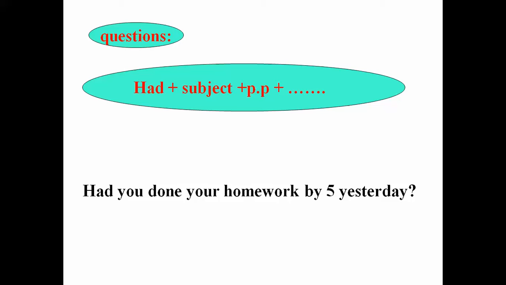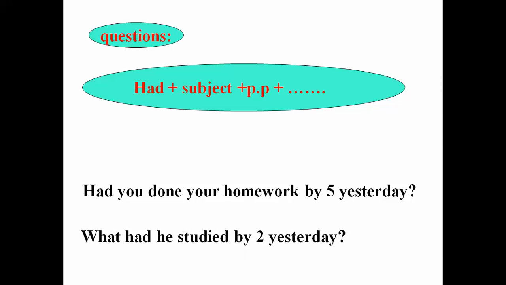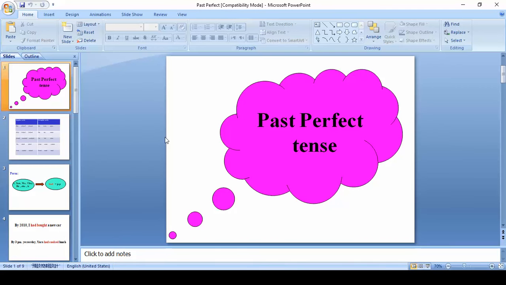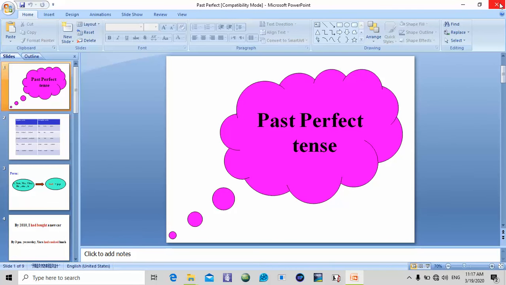If you want to form a question using a question word, it's very easy. Just we put the question word at the beginning of the sentence, then we use the same order. For example, what had he studied by 2 yesterday? Now, let's move to past perfect continuous.